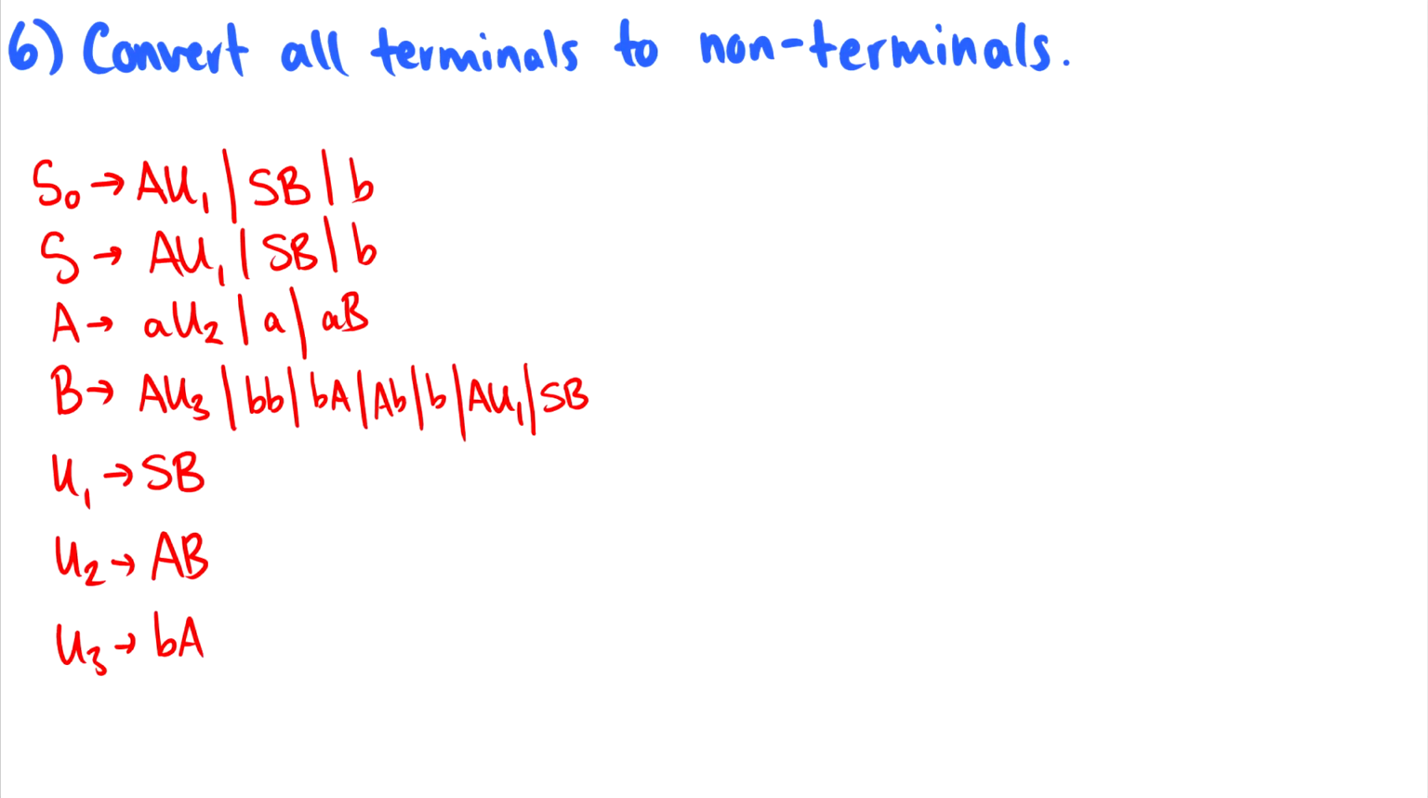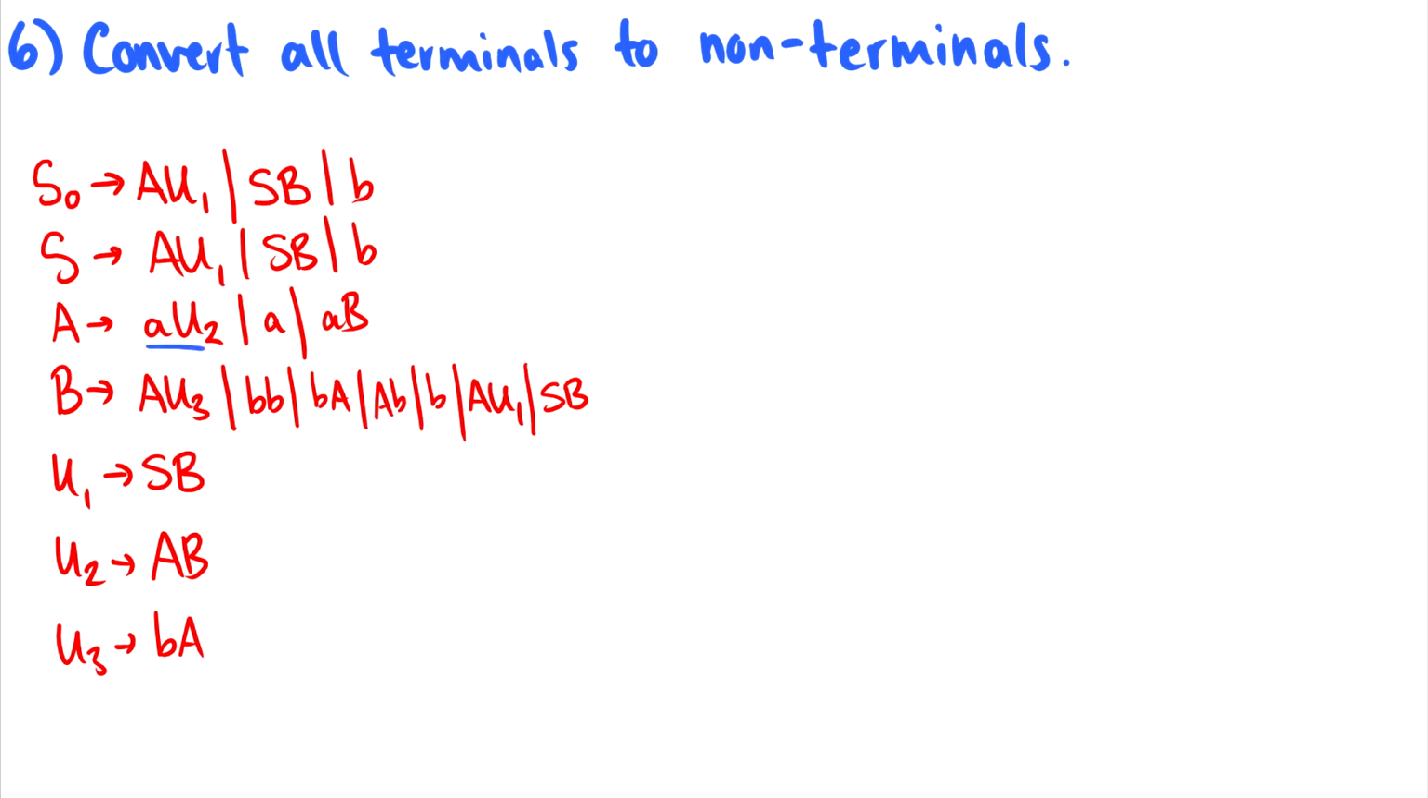Okay, finally, the last step. We're going to convert all terminals to non-terminals. This might sound a little bit crazy, but essentially we want all of our forms to be in variables for binary branches and terminals for unary branches. So this B, we don't want a terminal B here. We want just a non-terminal. So actually what I could do is take a look at just the binary branching ones.